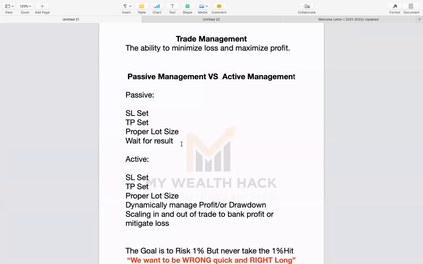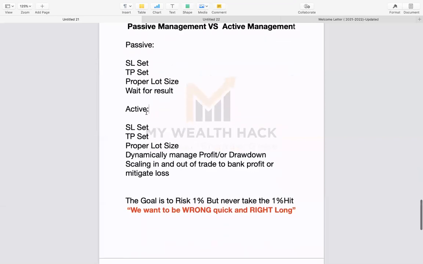There are times when I'm not able to be at my computer and manage it, so I'm just going to live with the results. Then there is active management. It starts off the same way: stop loss set, TP set, proper lot size. But now here's the difference. I dynamically manage my profit or my drawdown. How do I do that? I do that by scaling in and out of the trade to bank profit or to mitigate loss.